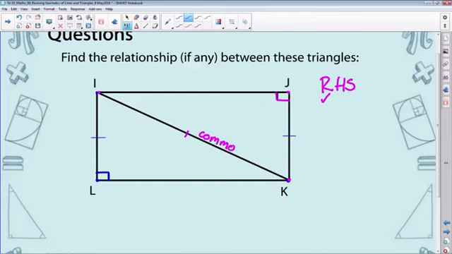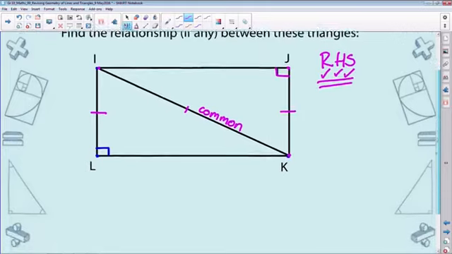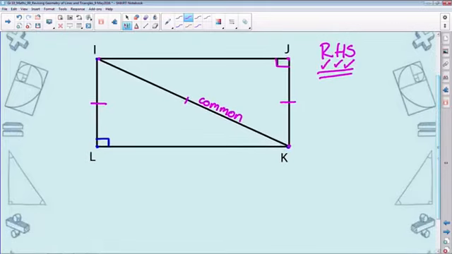What does it mean to be common? Well, it means it's being shared by the two triangles. So that means it automatically has the same length. Then lastly, we've been told that IL and JK have exactly the same length. So that means we've got a hypotenuse and we've got a side. So we can use this shortcut or this case of congruency to prove that these two triangles are congruent.